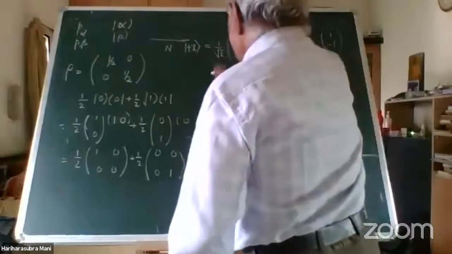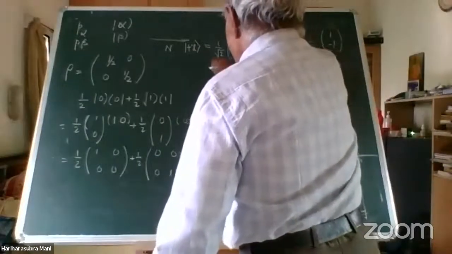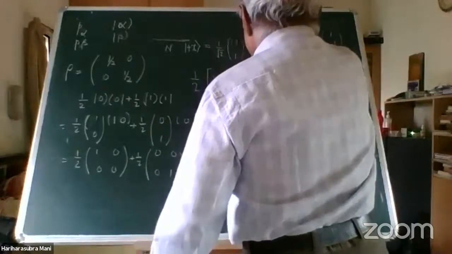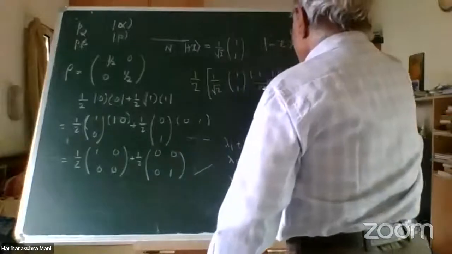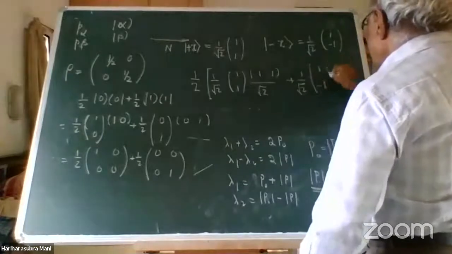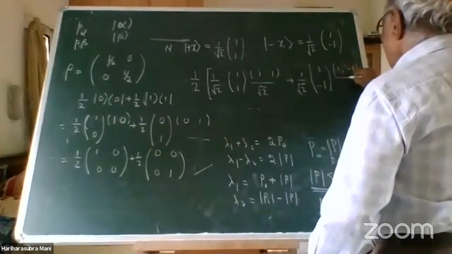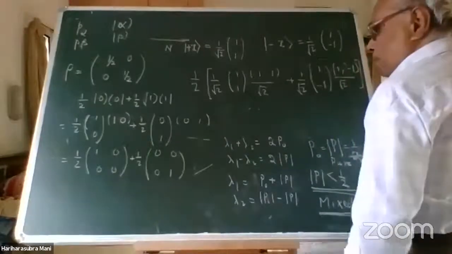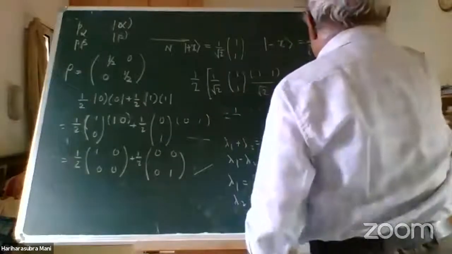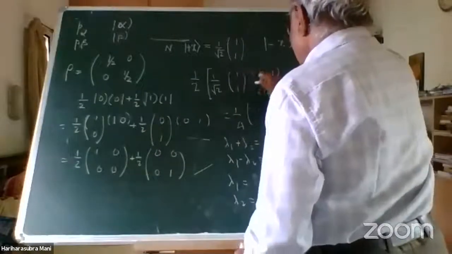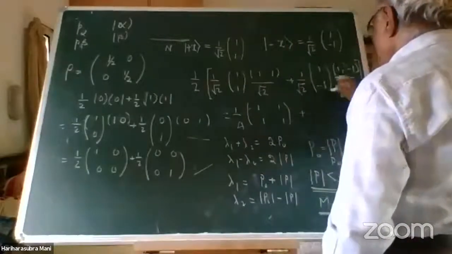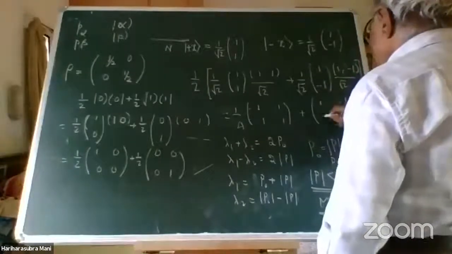And now let us combine it. 1 by root 2 with half here. 1, 1, 1, 1 with another root 2 plus 1 by root 2, 1 minus 1, 1 minus 1, 1 root 2. So I can add this. This is equal to half. I will pull out this 1/4, and that is 1, 1, 1, 1 plus 1 minus 1 minus 1.